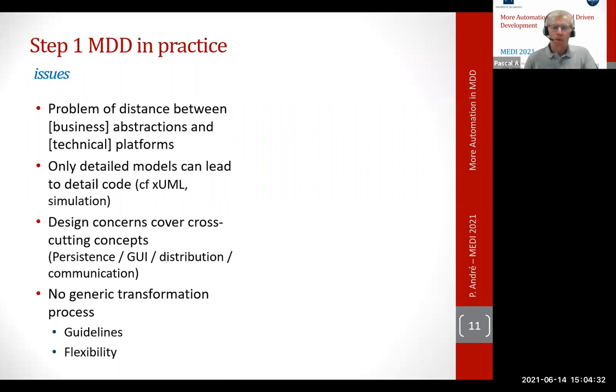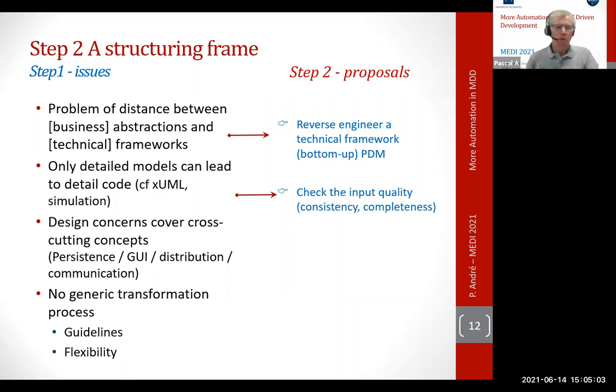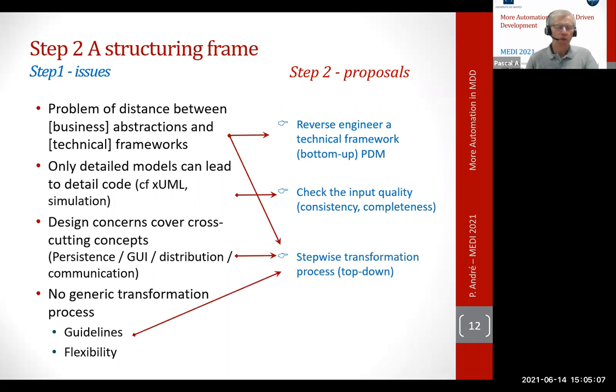Again, we said there is no generic transformation process with guidelines and flexibility enough to customize the transformation. As an answer, we propose a structuring frame where we reverse engineer the technical framework to make it closer to the abstractions. We call it PDM, Platform Dependent Model. The quality of input models must be checked before transformation to avoid useless work. A stepwise refinement handles the design concerns according to their impact. And last, the steps must be precisely defined in order to automate the transformation.